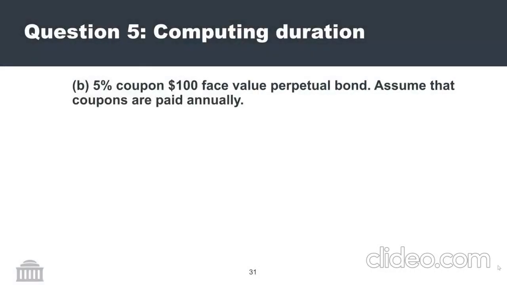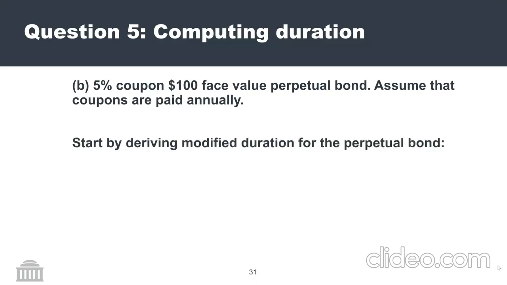In part B, we're given a perpetual bond. So this bond pays a 5% coupon and it has $100 face value. Coupons are paid annually. If you were to imagine the stream of cash flows that you get from this bond, it is $5 paid annually and it's a perpetuity. So we'll start this question by deriving modified duration, and then we'll come back to Macaulay duration.